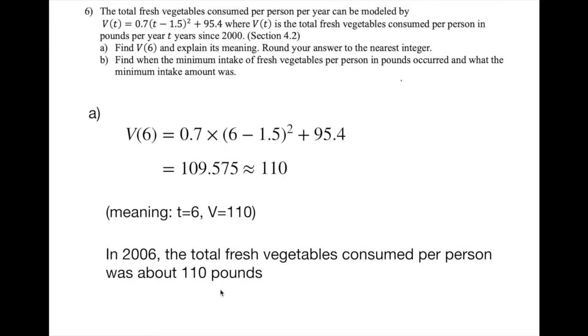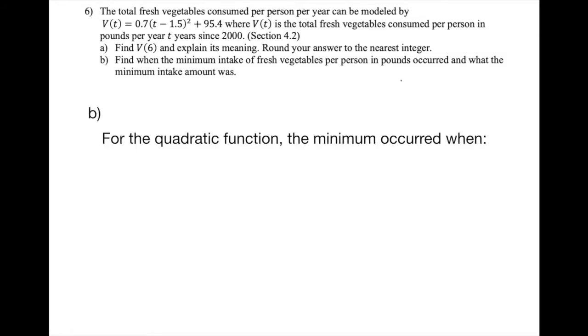That's part A. For part B, find when the minimum occurs and what the minimum amount is. If you look at the quadratic function, it opens up, so it has a minimum. First we want to know when the minimum is. That means we need to set this bracket equal to 0. So t minus 1.5 is 0, t is 1.5.